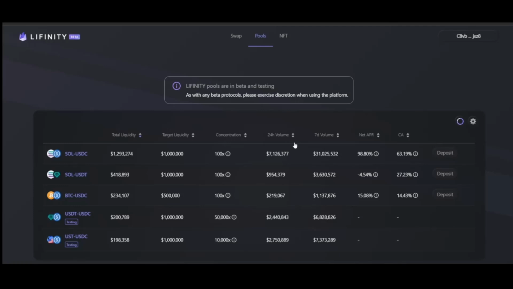All right, moving on, we have the 24-hour volume and the 7-day volume. This volume includes both trades routed to us from Jupiter and also all the trades that are done on our app natively.